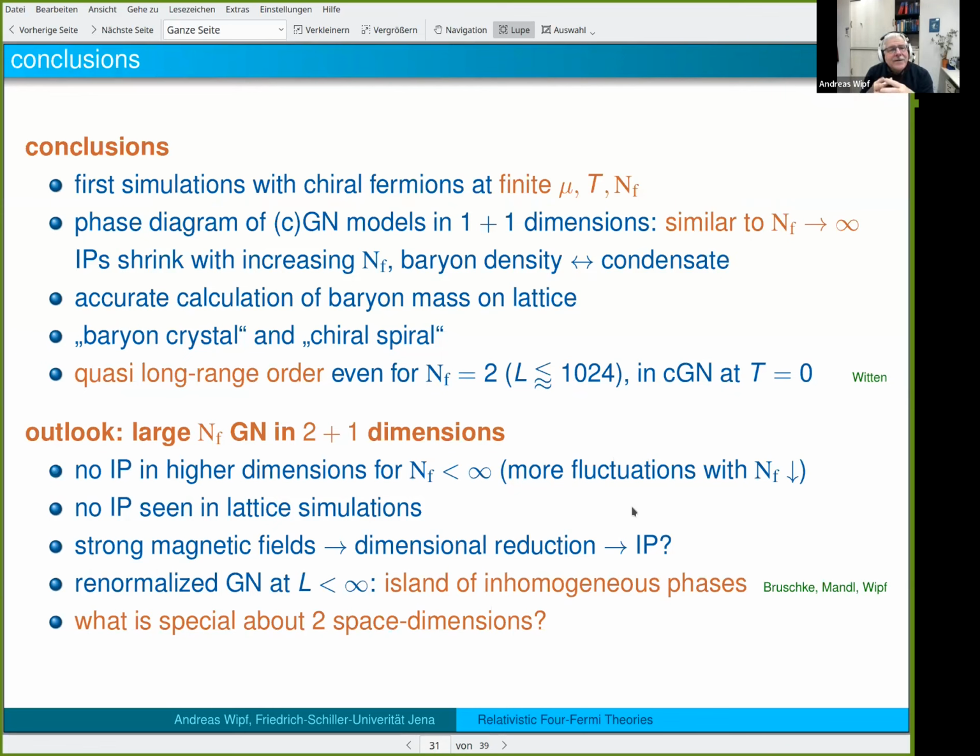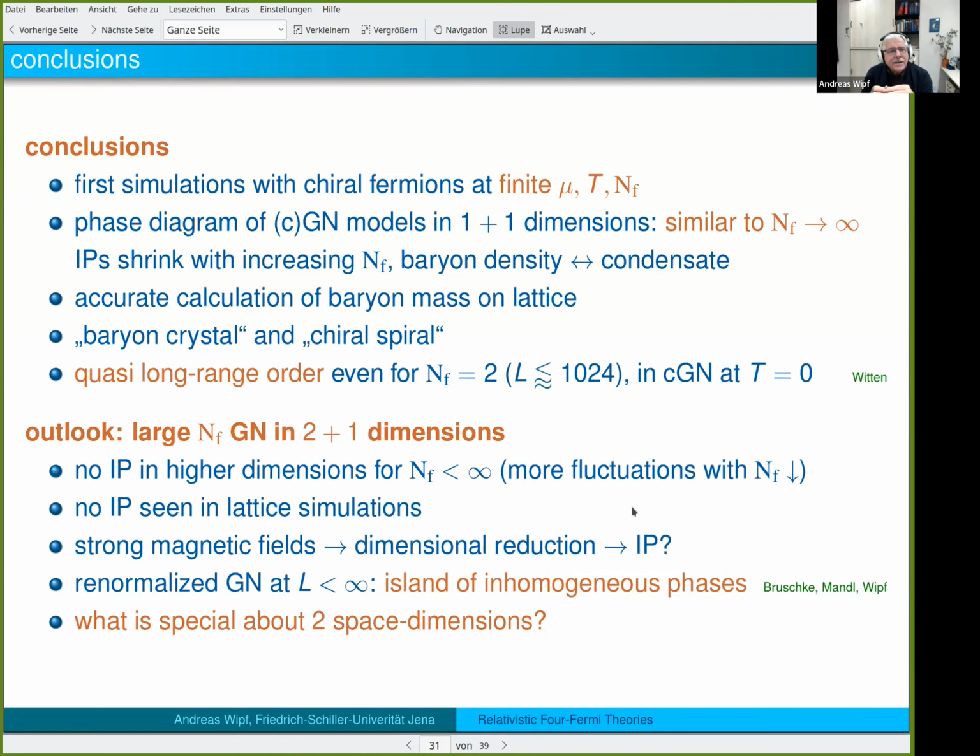Okay, so anyway, what I have shown you is the first simulation which has been done for Four-Fermi materials with chiral fermions, at finite temperature, finite chemical potential, and a finite number of flavors. There have been other simulations with chiral fermions by Simon Hansen, or also in our group for the Thirring model in 3 dimensions. We were interested in the critical properties of these models and the critical flavor number and so on. But for models with finite chemical potential, these are the first simulations with chiral fermions.